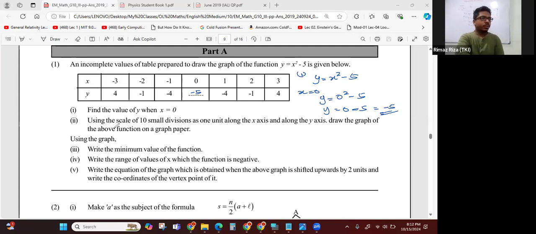Roman number 2. Using the scale of 10 small divisions as 1 unit along the x-axis and along the y-axis, draw the graph of the above function on a graph paper. Okay, so we had to draw the graph. So in order to draw the graph, first let me note down these values here. So here x, y.